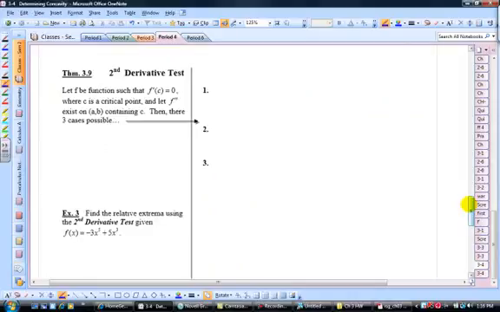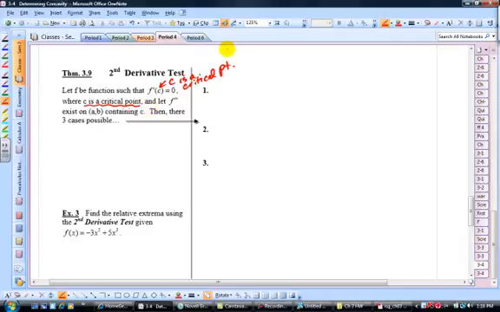All right, so the last thing we need to do is discuss what's called the second derivative test and then apply it. Okay, so we're going to let f be a function such that the first derivative is equal to 0, which means that c is a critical point. That's how we find critical points, by setting the first derivative equal to 0. And let the second derivative exist on (a, b) containing c.